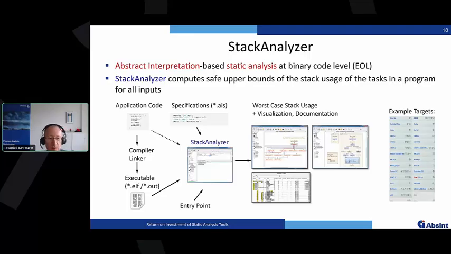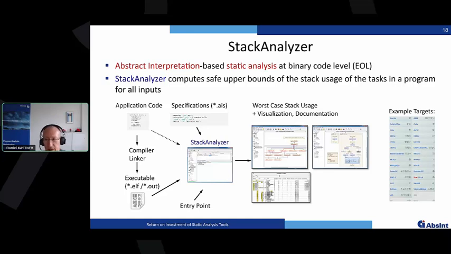And then you can also specify basically the interactions between the different tasks or ISRs, so you can derive the system level maximum. And the reason to start at the executable, of course, is that compilers and linkers have lots of leeway to generate the code, to optimize the code. Register allocation matters. So if you want to have a safe result, you need to start at this level.